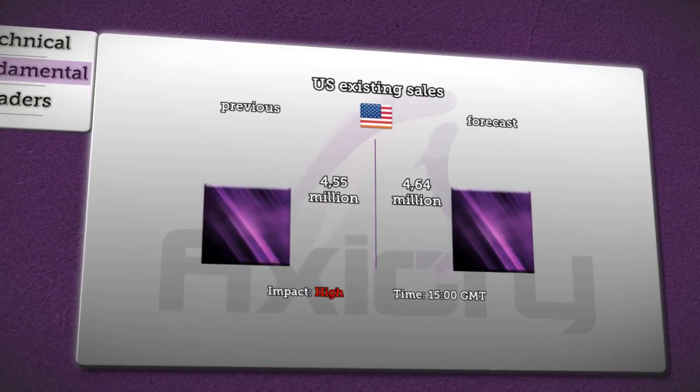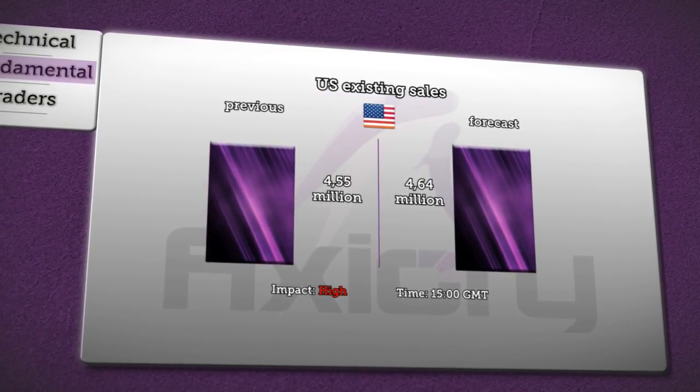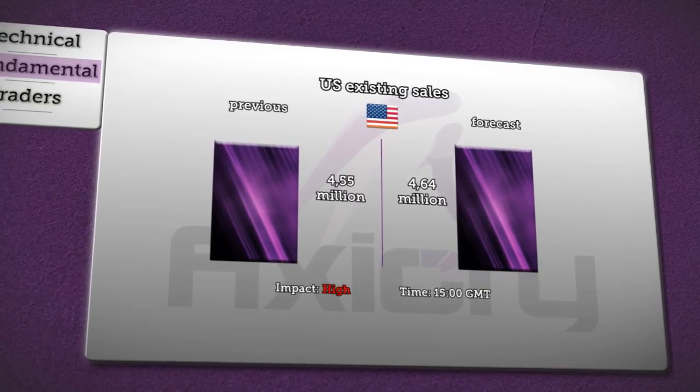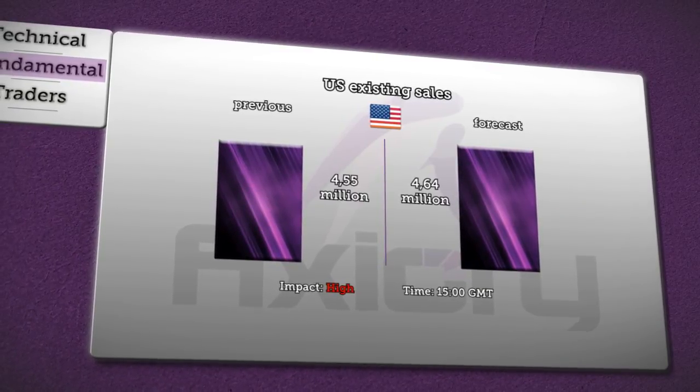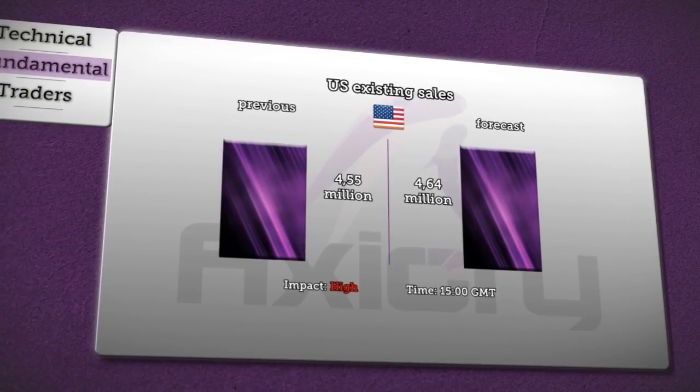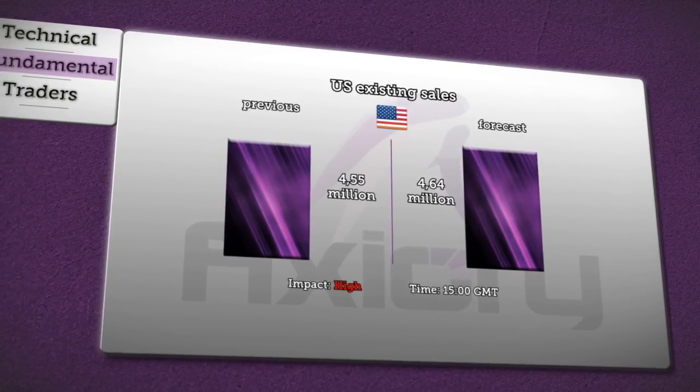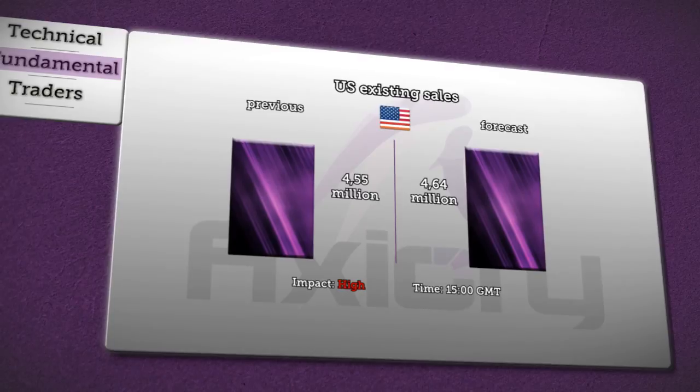Continuing with U.S. news, at 3 p.m. GMT, the National Association of Realtors will publish data about existing home sales. Previous month sales reached 4.55 million home resales, and today an increase to 4.64 million is expected.